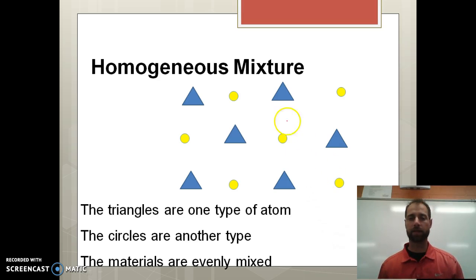So here's a picture of a homogeneous mixture, and you can see that all the different compounds here, the circles and the triangles, are evenly spaced about. They're mixed together so that everything is evenly mixed, and that's what a homogeneous mixture is. Everything is going to be perfectly evenly mixed.